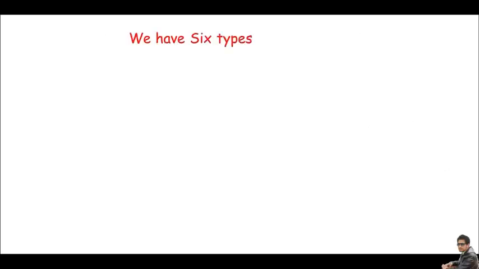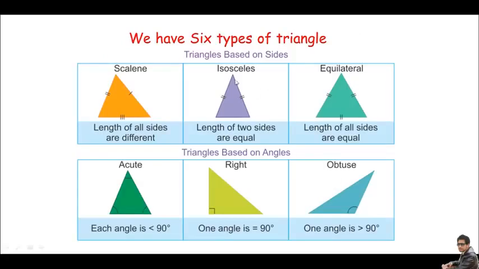Actually, we have 6 types of triangles. Just stop the video over here and study this table in detail. I'm not discussing this in detail because it is time consuming. I'll just take the right angle triangle, because it is quite simple, always used, and the most popular triangle.